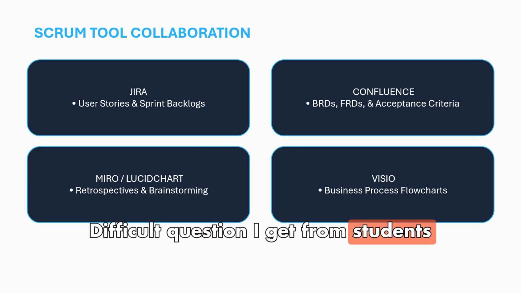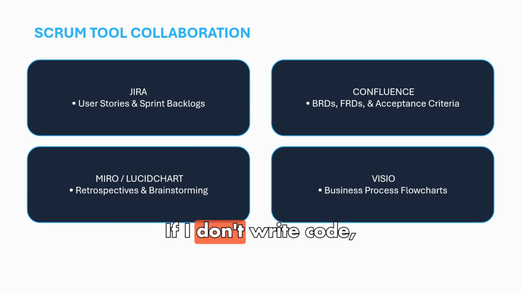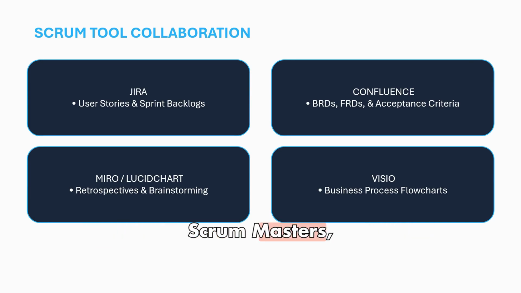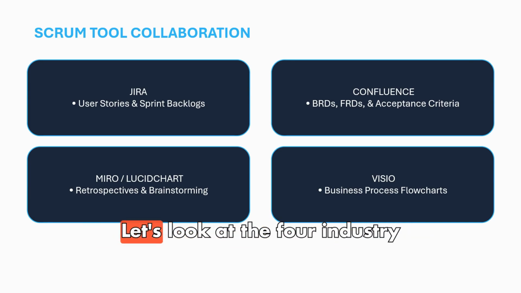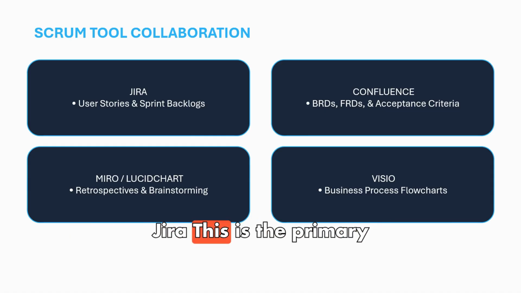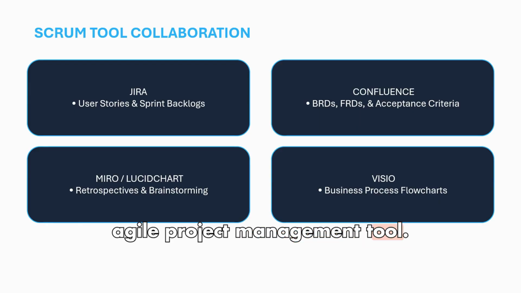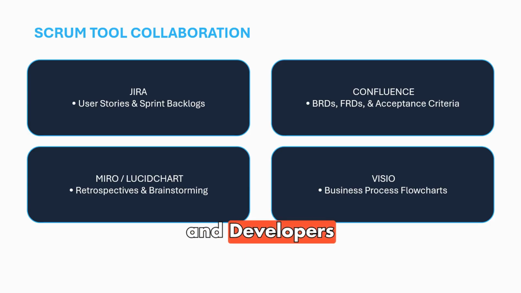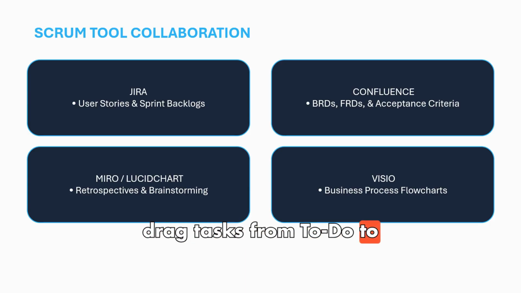A question I get from students all the time is, if I don't write code, what software tools do I actually use to collaborate with product owners, Scrum Masters, and developers? Let's look at the 4 industry standard tools you need to know. Jira. This is the primary Agile project management tool. The product owner prioritizes stories here, and developers drag tasks from to-do to in progress to done.